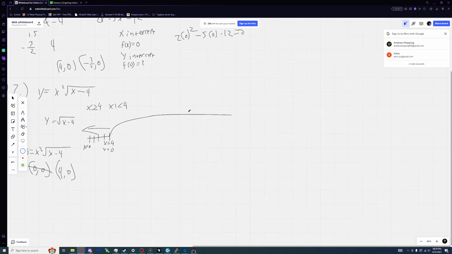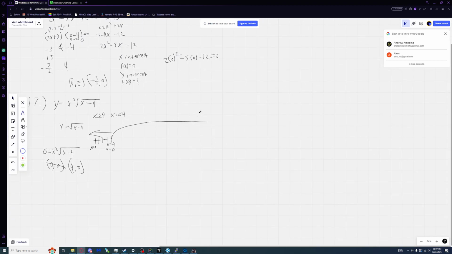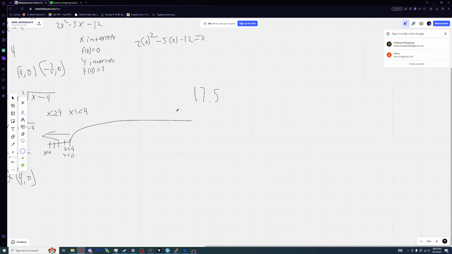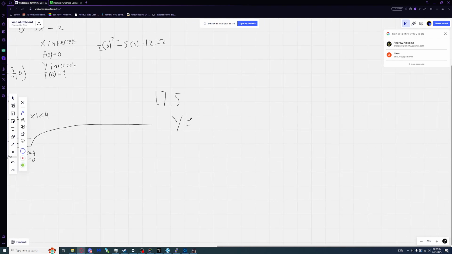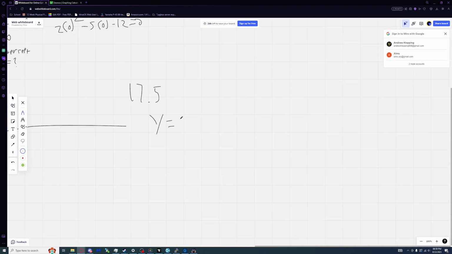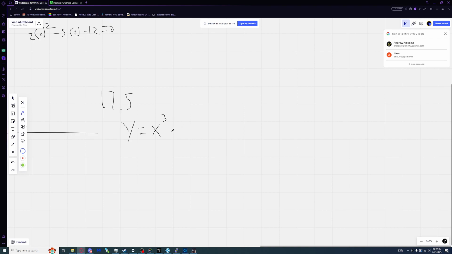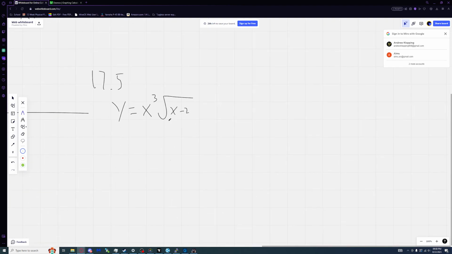So, real quick, I'm going to give us another problem like this. We'll call it 17.5. Make sure you find your domain at all times. So we're going to do y equals, let's do x cubed, and then square root of x minus 2. So once again, find f of x equals 0.